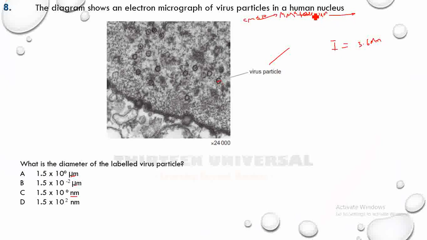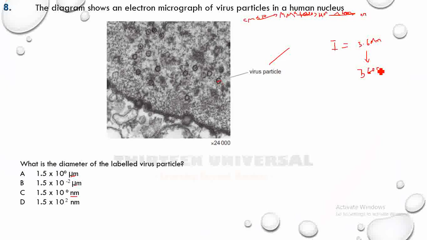So if we're moving from millimeters to micrometers, that's 3.6 times 1000, which gives us 3600. All right, so this is it.